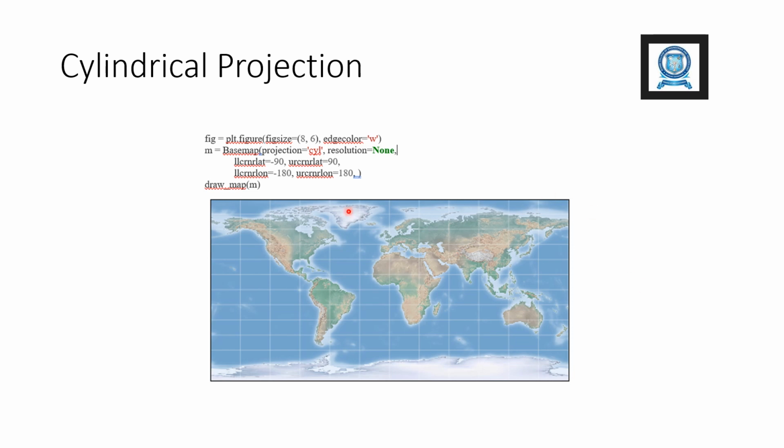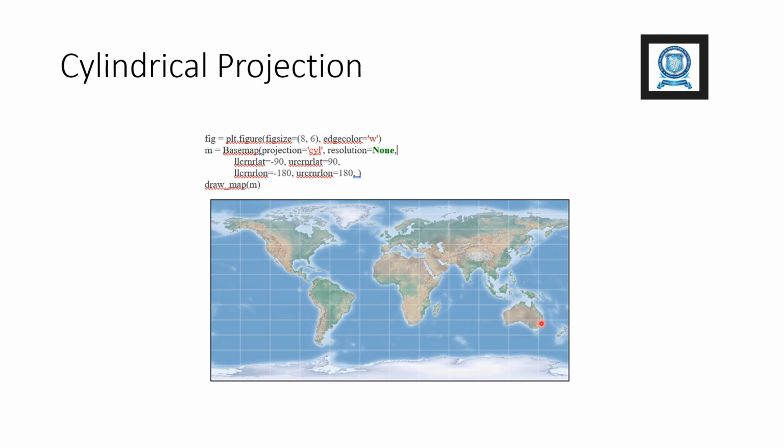Here is an example for cylindrical projection. See here, projection equal to 'cyl' represents cylindrical projection, and the map is shown here. Here we have shown the example of equidistant cylindrical projection, which chooses a latitude scaling that preserves distances along meridians.